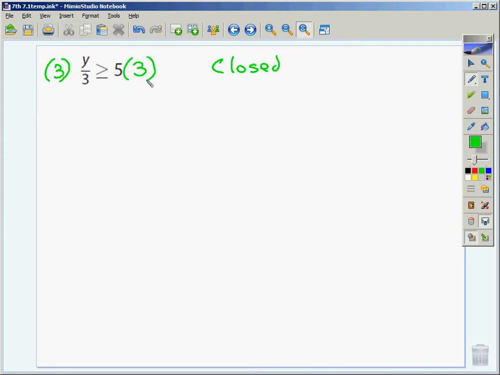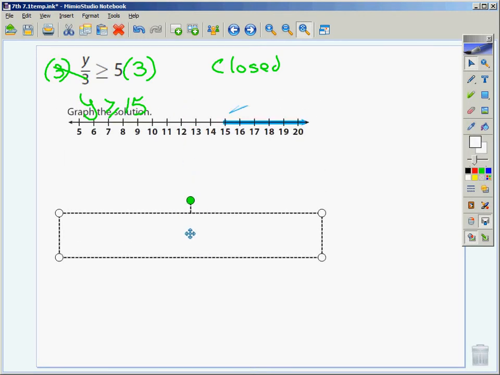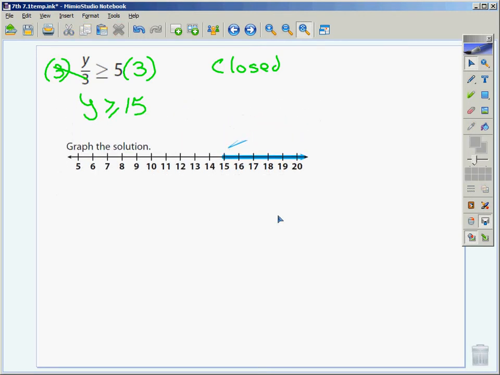Okay. When I multiply both sides by 3, these 3's would cancel out, leaving me y is greater than or equal to 15. Notice I did not flip the inequality because I'm multiplying or dividing by a positive number. So when I graph it, my graph should look like that. A closed circle on the 15, and it would be going to the right because it's getting bigger. Okay?